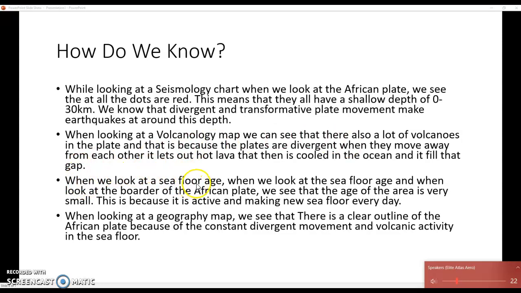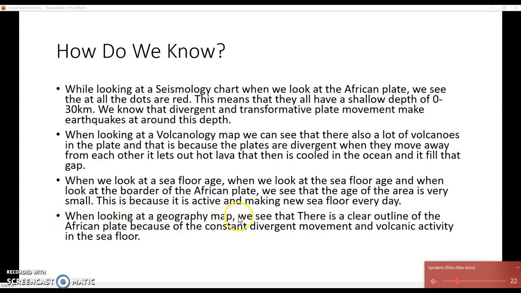When we look at a seafloor edge, we'll see that most of the border of the African plate is red, and in the graph, red meant that it was newer. And that makes sense because the lava is constantly making new seafloor. So when we look at that, we know that when it's red, it's an active plate.